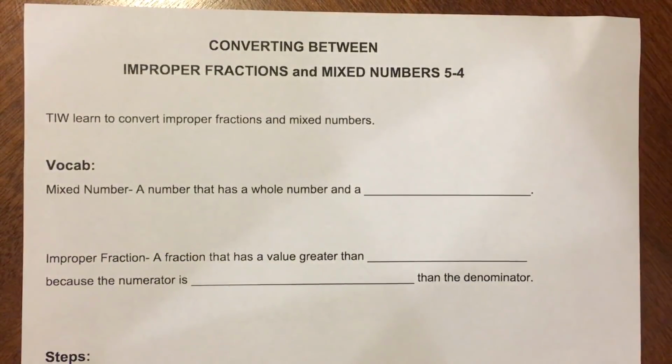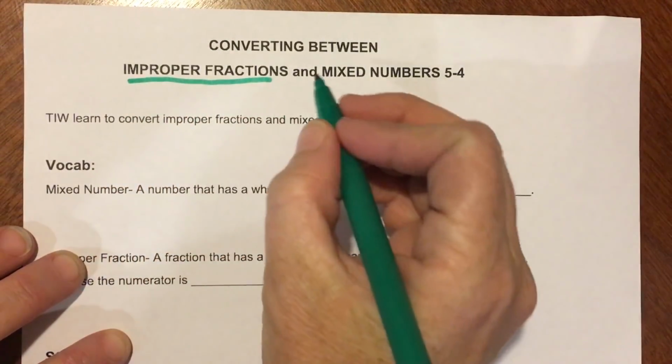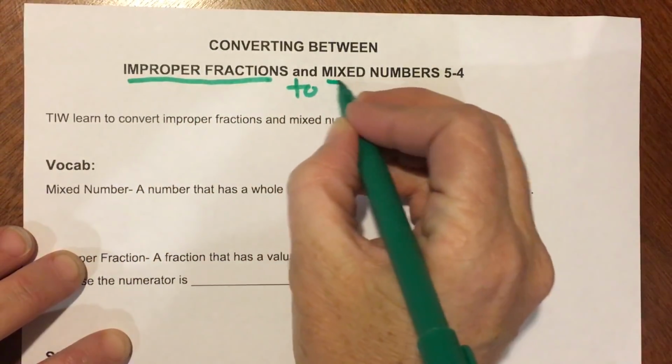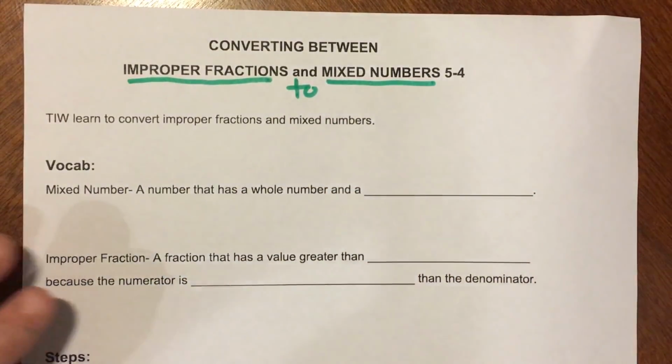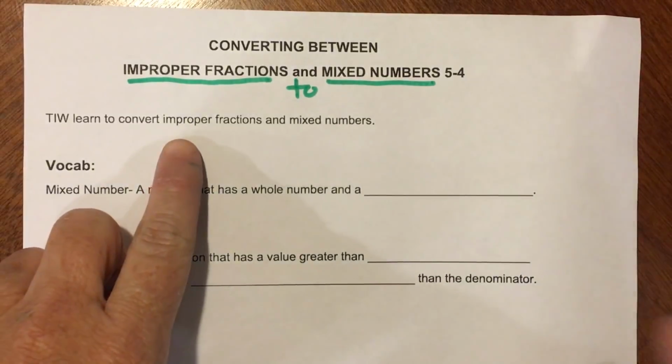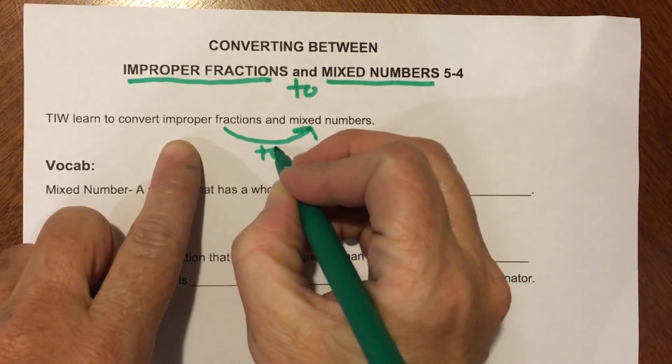Tonight's lesson is the last of the 3 pre-skills I was explaining to you before we actually get into adding fractions. So today we're going to be converting between improper fractions and mixed numbers. We're going to go from an improper fraction to a mixed number. That's exactly what we're going to be doing, converting from improper fractions to mixed numbers.